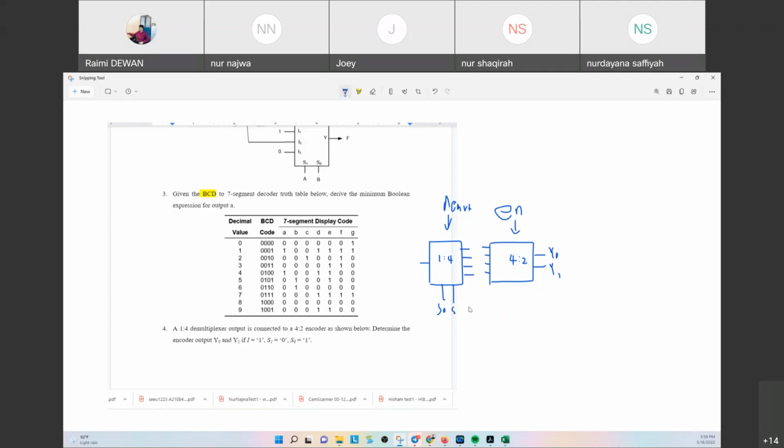Yes, I know it's reversed. That's why I want to check. S1, S0, okay? So determine the encoder output Y0 and Y1 if I equals 1, okay? Means this is your I, input equals 1, and S1, S0 is equal to S1 is 0 and S0 is 1. Okay. Something like that.